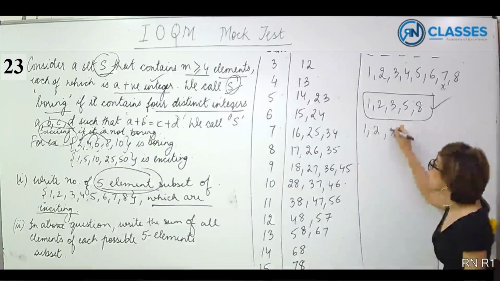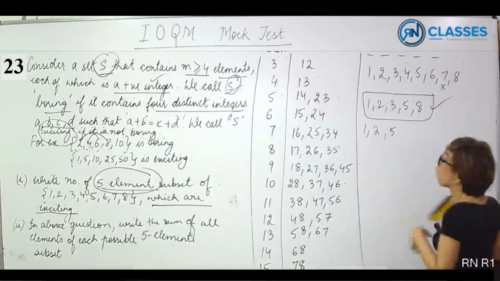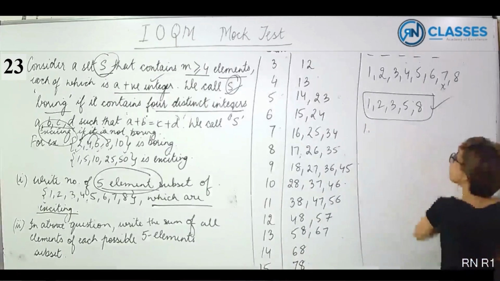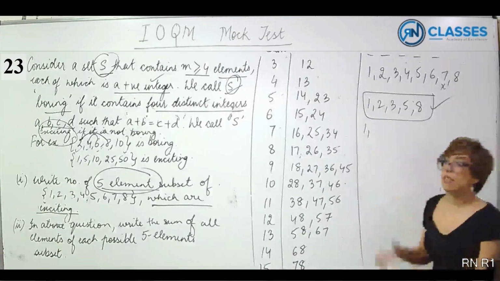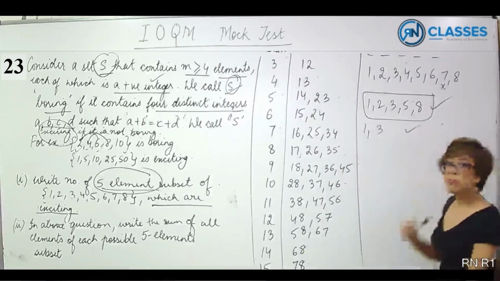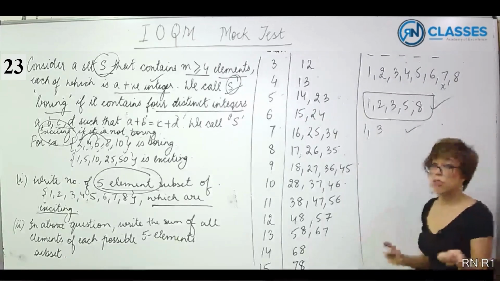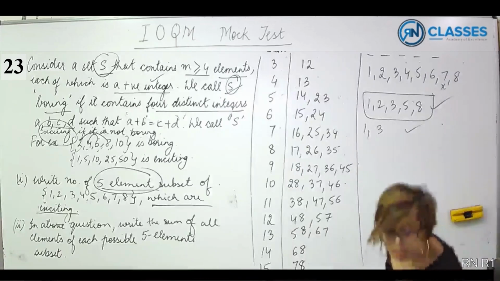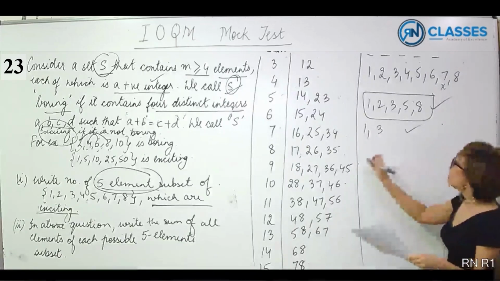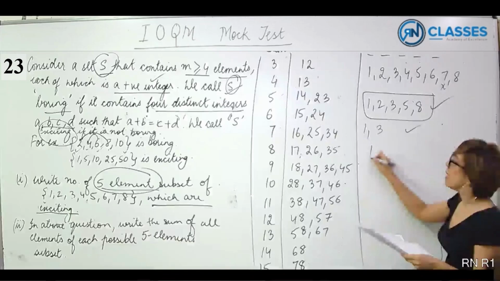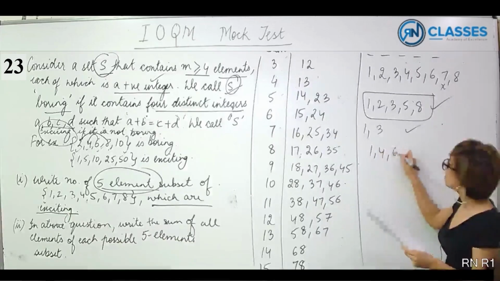You will realize 1, 2, 5 will not work. In fact, 1, 2 thing will not work. Right? You'll move on to the next one. You will exhaust 1, 3. Right? You need to exhaust it because this is a 10 marker. You need to put in some effort. The only other set that you will find that is exciting, that is 1, 4, 6, 7, 8.